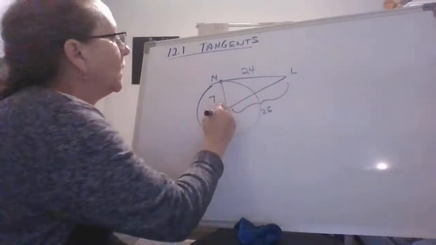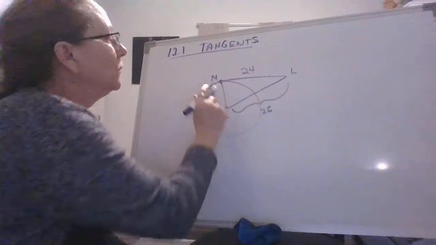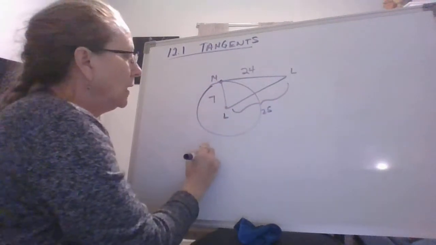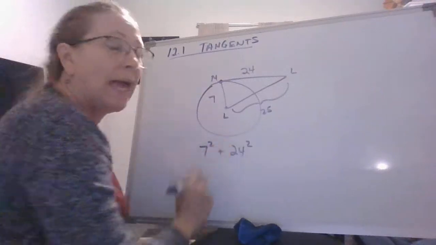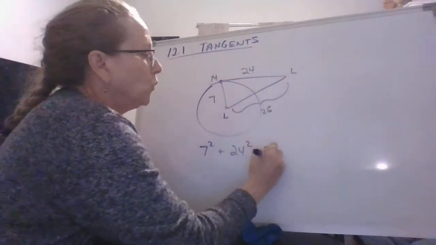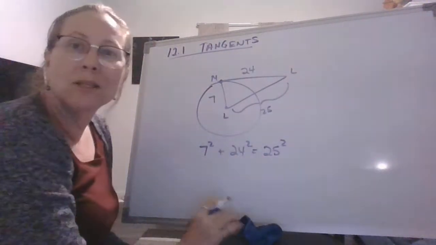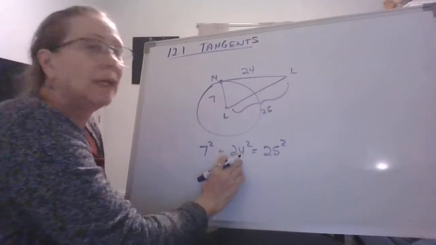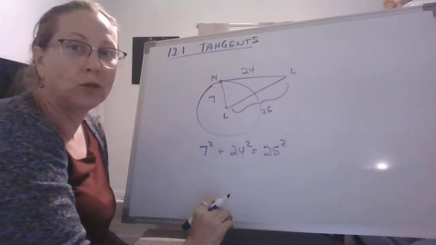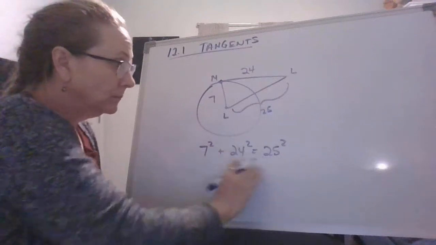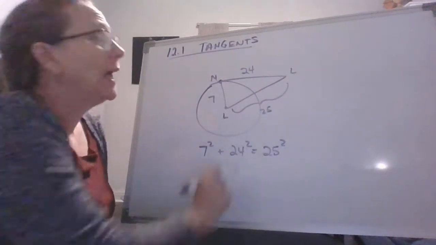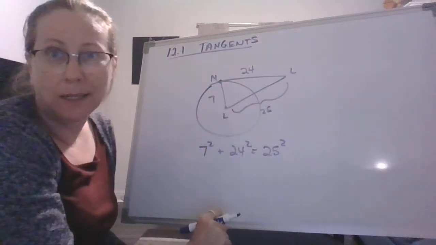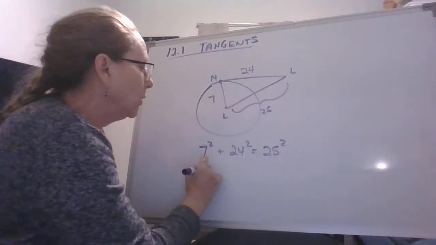Is it a tangent? So we're going to go ahead and prove it by just taking those values, the 7 and the 24, plugging in those for A and B, plug in 25 for C, and then square it. If it's equal, it is a right angle and a right triangle. If it's not equal, then it's not a right triangle, and then we could say ML is not a tangent. So let's check this one out.